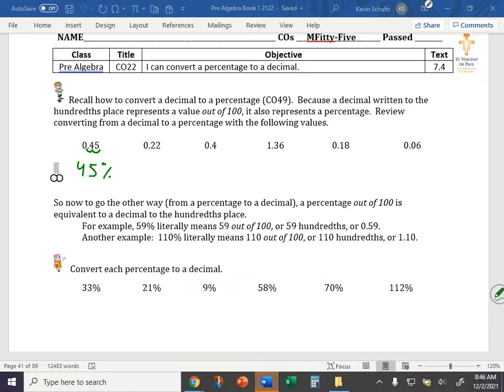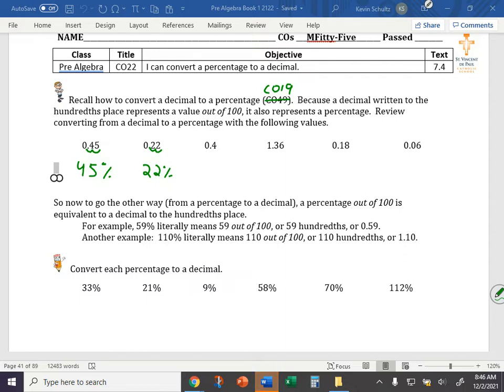Oh, I forgot to change this. This is not CO49. This is CO19. There we go. 0.22 as a percentage, Kate? 22%. Right? Just kick that decimal over to the right 2 spots and you have it. 0.4.